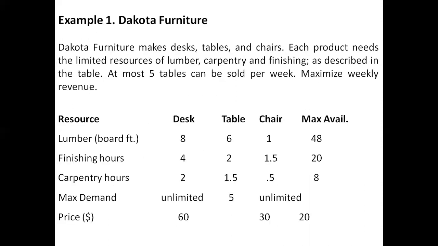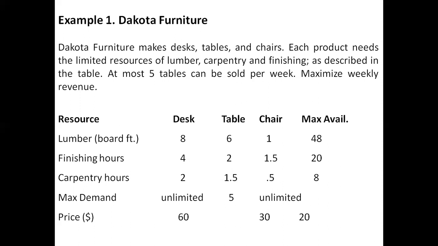Let us move on with an example. Manufacturing of furniture. Let the company name be Dakota. Dakota Furniture makes desks, tables, and chairs. Each product needs limited resources of lumber, carpentry, and finishing, as described in the tabular column below. At most, 5 tables can be sold per week.